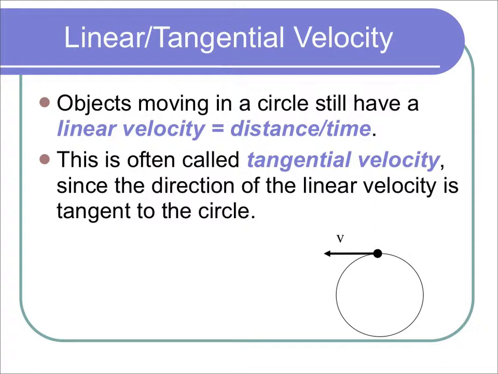Still, just to review, remember, linear velocity, or v, is not our velocity on a curved path. It's a tangent. It's a vector. It's a straight path. And it goes off tangent to the circle.